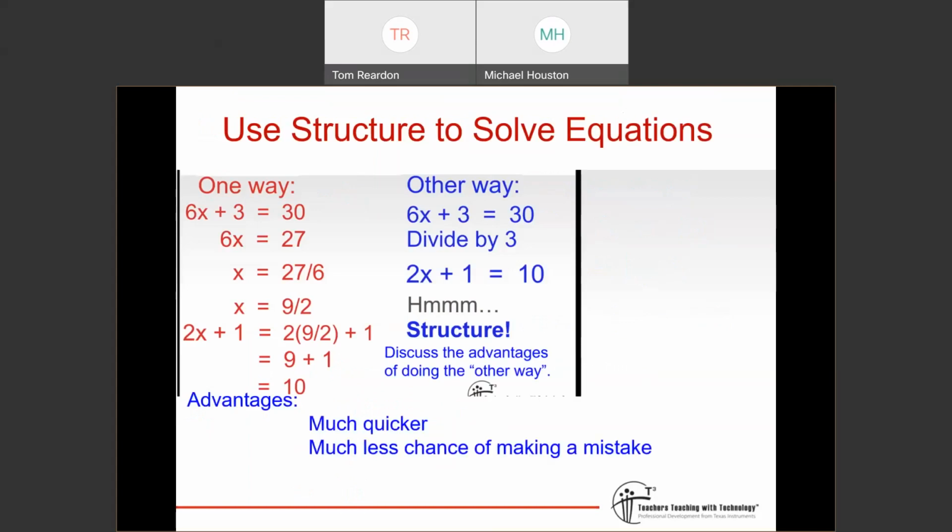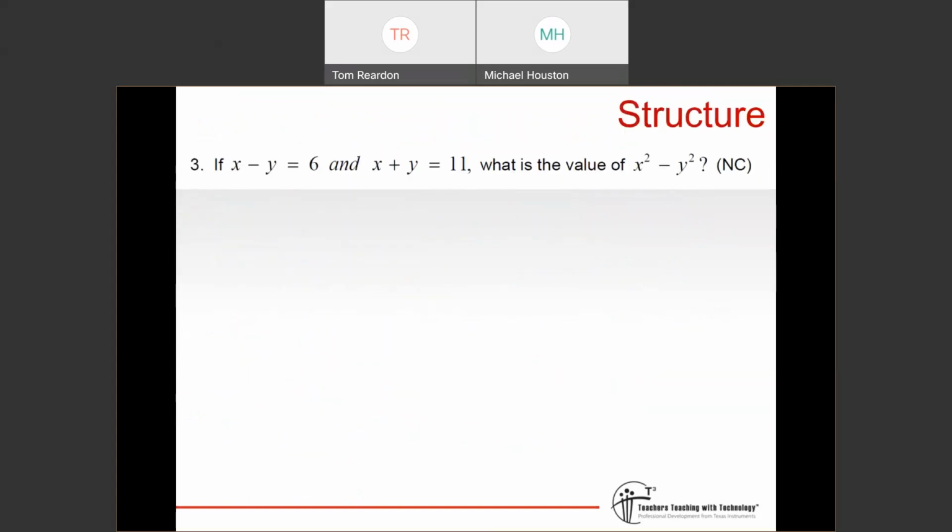So let me look at another example of this. So here's another example, number 3, another non-calculator one. Let me give you just 20 seconds to think about this, just 20 seconds, just to think about it.